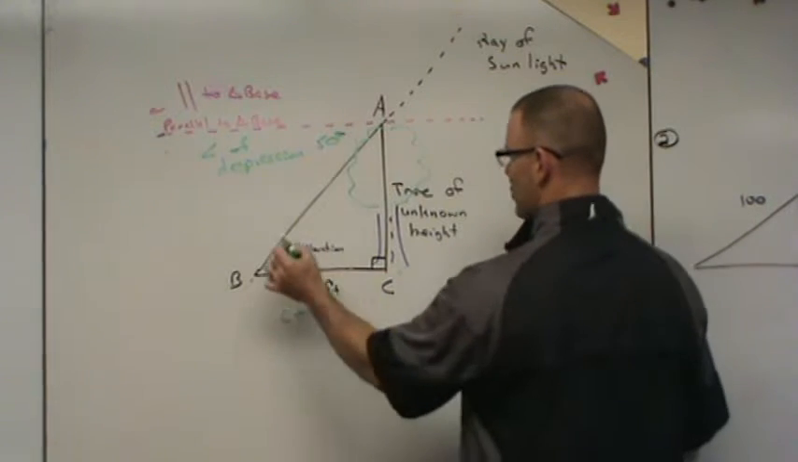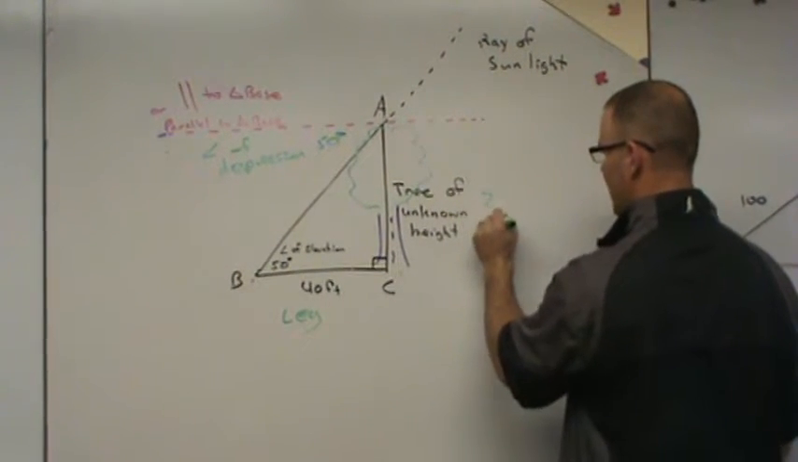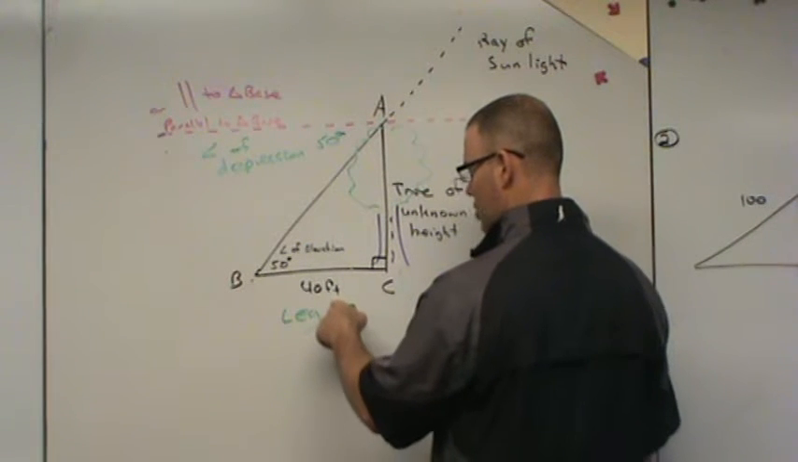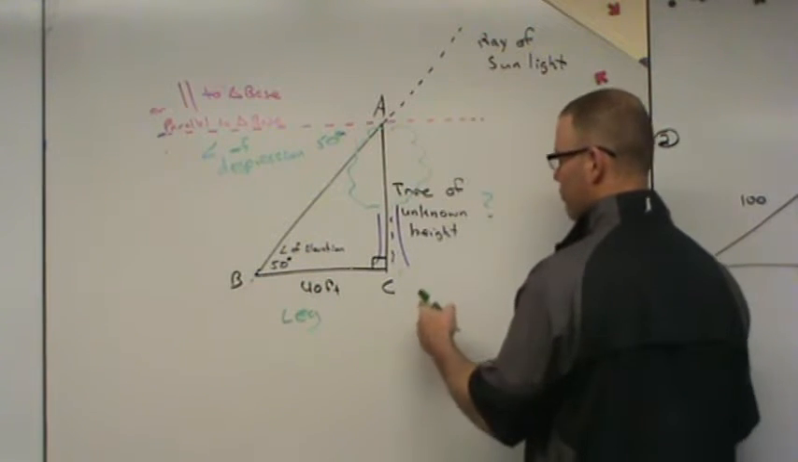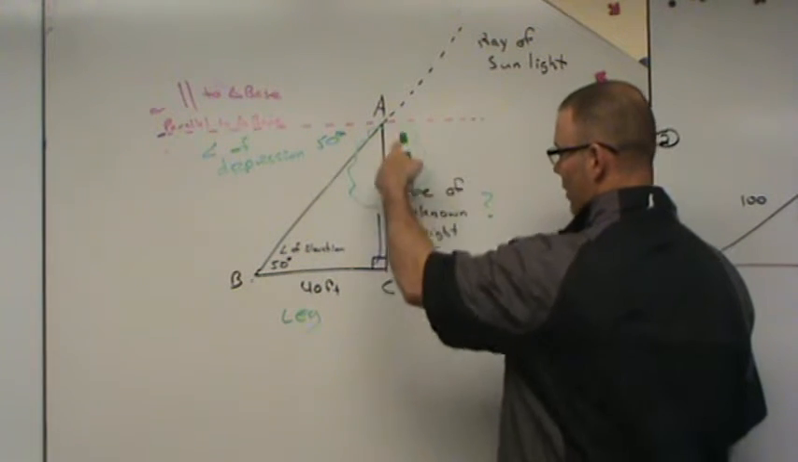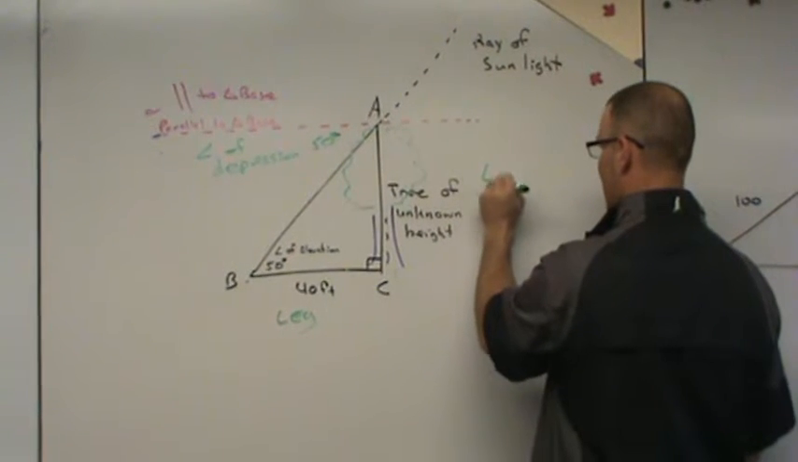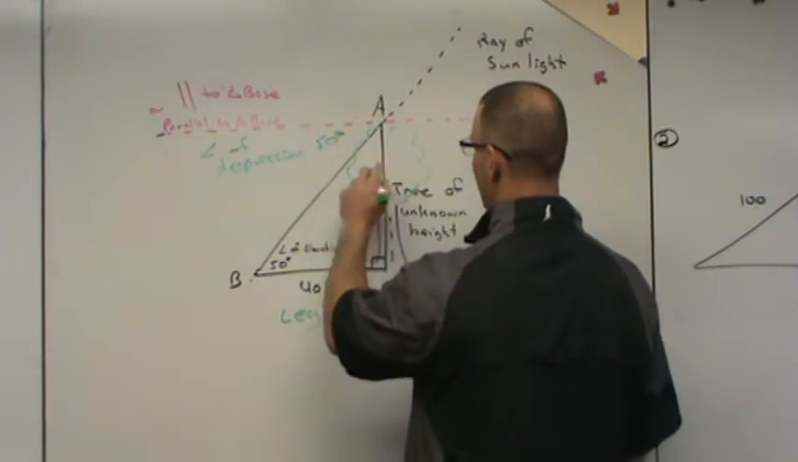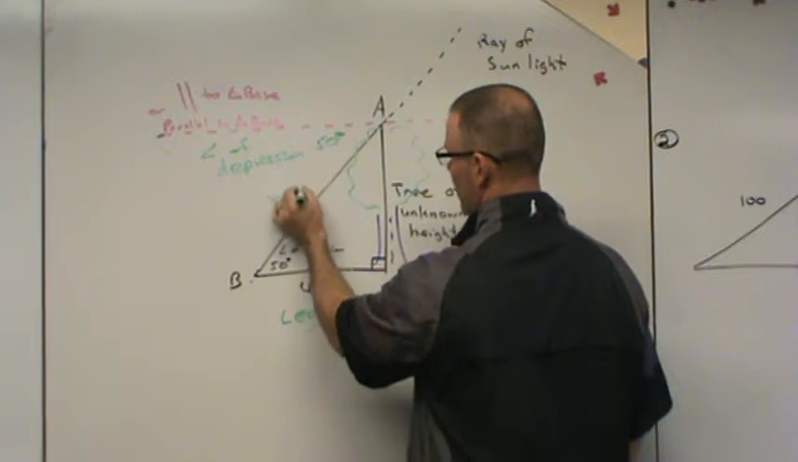All right, getting back to the rest of the problem. I don't know the height of the tree. That is what I do not know. I do know the shadow is 40 feet. The shadow is a leg. The angle of elevation is an angle. The tree, looking at it from a triangular standpoint, is a leg. I do not know the other leg of this triangle. The other part of this that I do not know is the hypotenuse.